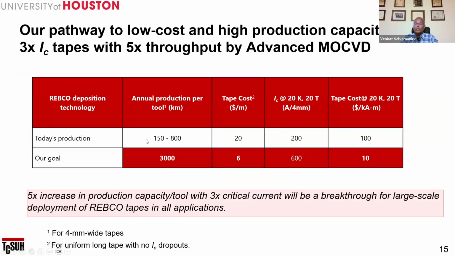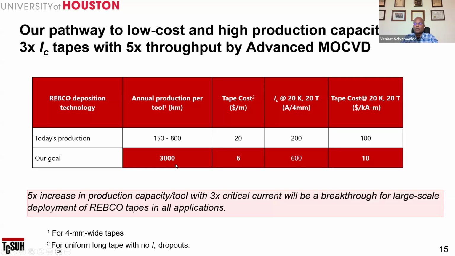And with our approach, we expect that we can get the cost to 1/3, or $6 per kiloampere-meter. We already demonstrated 3 times performance and got to $10 per kiloampere-meter, and that can open up a large range of applications along with the high production capacity.